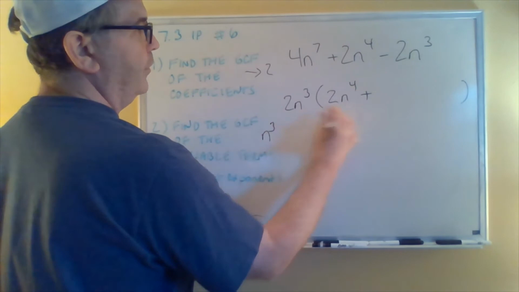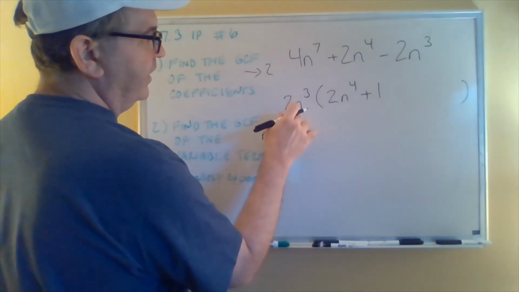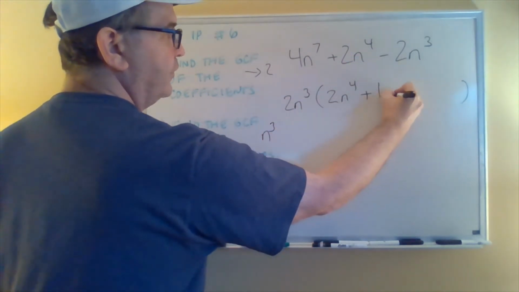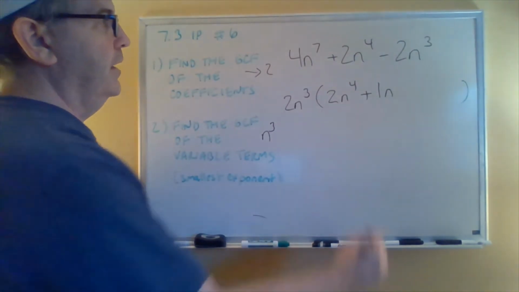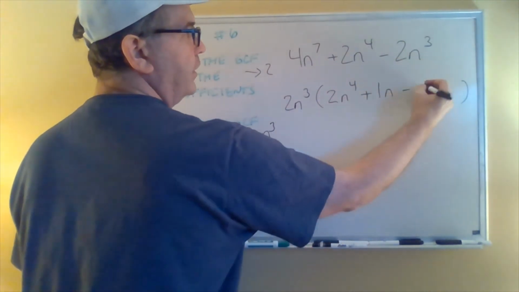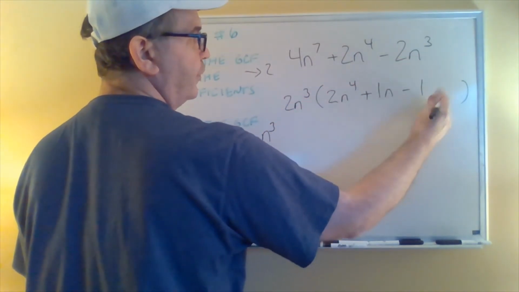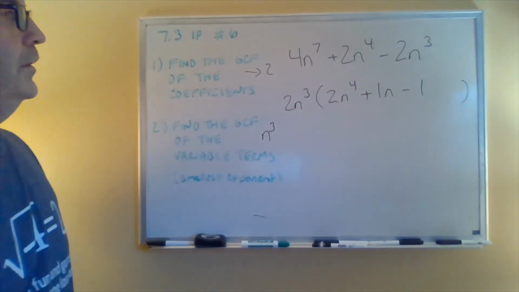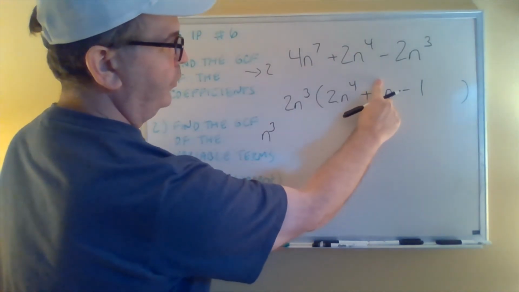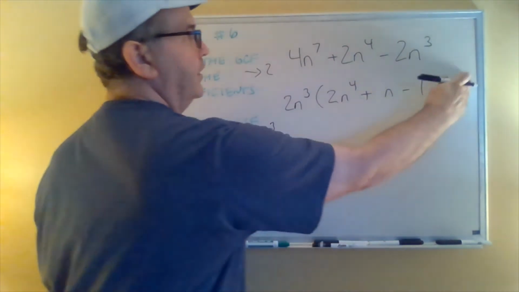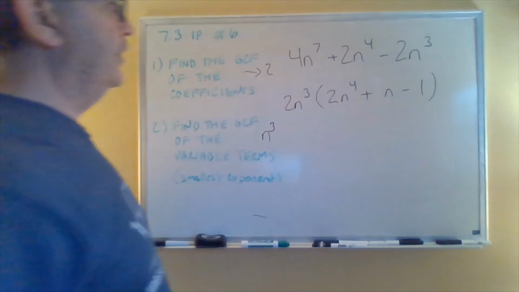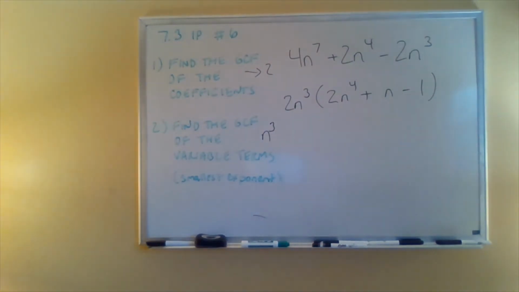Secondly, we have 2 divided by 2, that's 1. And when I take n to the 3rd out of n to the 4th, I'm left with just n. And finally, 2 divided by 2, that is just 1. And when I take n to the 3rd out of n to the 3rd, well, they cancel out. So if I have a coefficient of 1 with a variable, I don't need that 1 there. Let me bring this parentheses in closer. There's my answer: 2n to the 3rd power plus 2n to the 4th plus n minus 1.